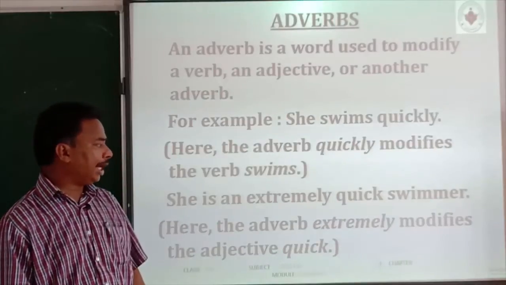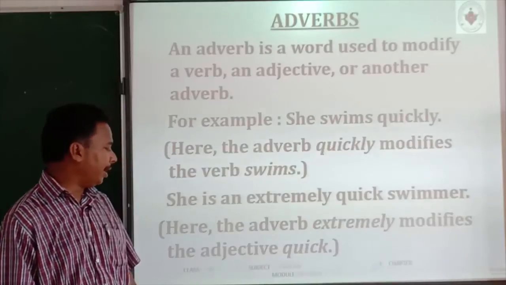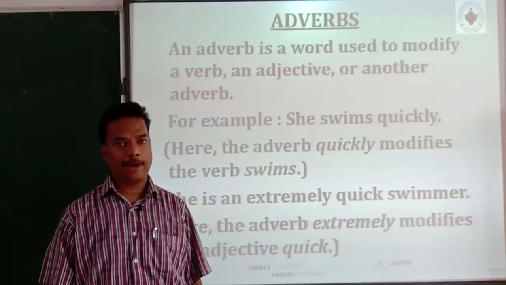She is an extremely quick swimmer. Here, the adverb extremely modifies the adjective quick. How quick? She is an extremely quick swimmer.